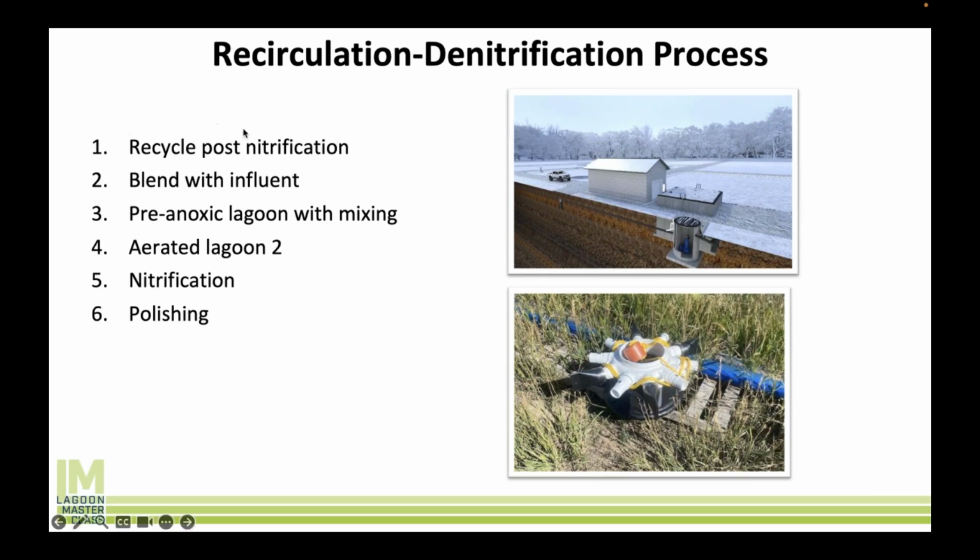So this was their process. They recycled the effluent from the nitrification reactor, blended it in the influent building with the influent water coming in. That then flowed into a pre-anoxic lagoon that had a mixer in it. This is our kitschy slapped-together Jethro mixer unit, which is pretty cool. It'll be better. We're working on it, but it worked great actually. Then they go into these aerated lagoons, then nitrification, then polishing, and then recirc again. Right. So that was their process.